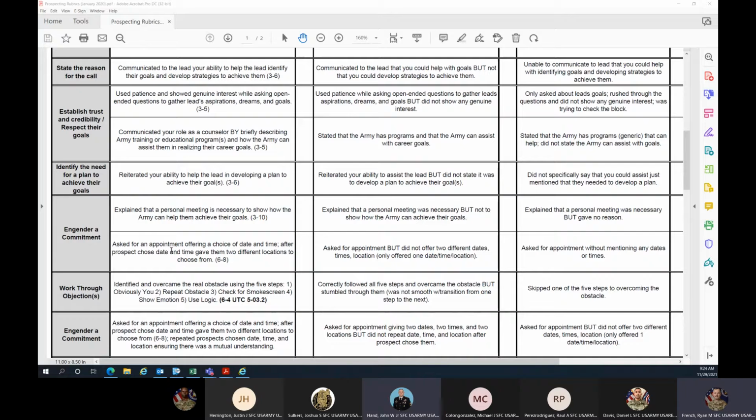Keep it simple, right? Tomorrow or the day after, 3 or 5 o'clock, your house or the recruiting station. There you got 2 dates, 2 times, 2 locations. Practice that over and over and over again. And that's a step you don't even got to worry about.